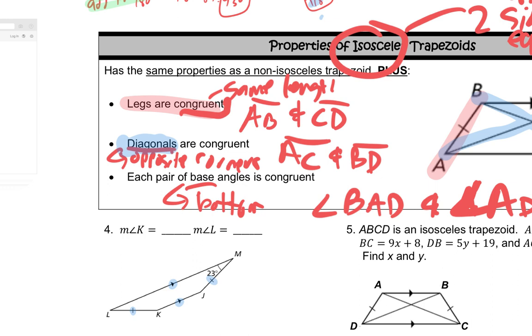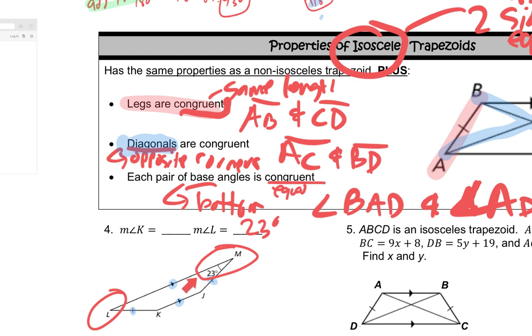Remember, we said congruent means equal, right? So that means this one and this one are equal. So then if that one's 23, then we know L has to also be 23 degrees. Okay? All right, so that's using that information. Now, let's see if you can get K on your own. Pause the video.